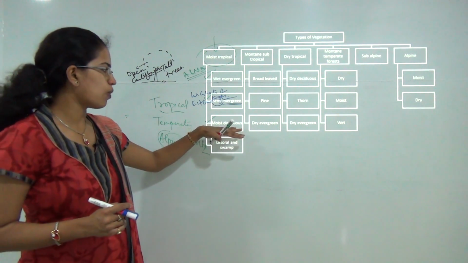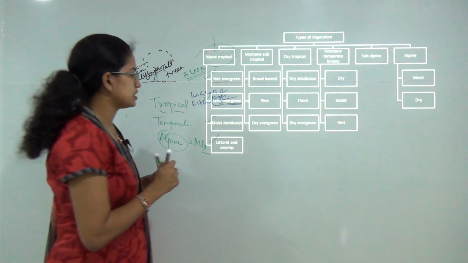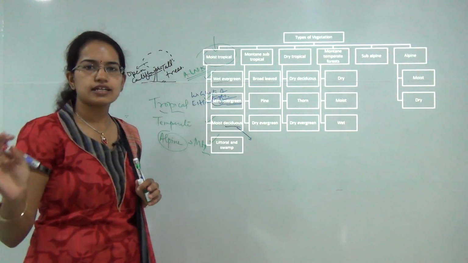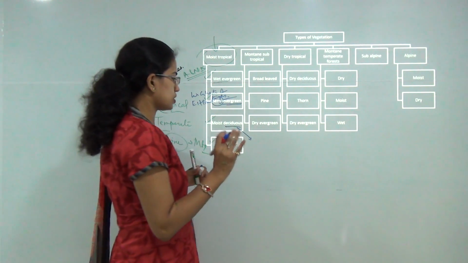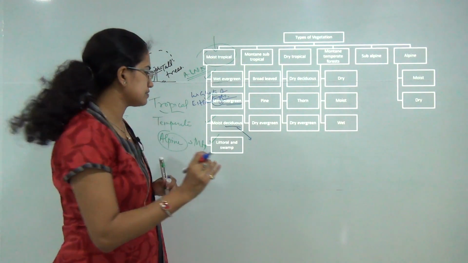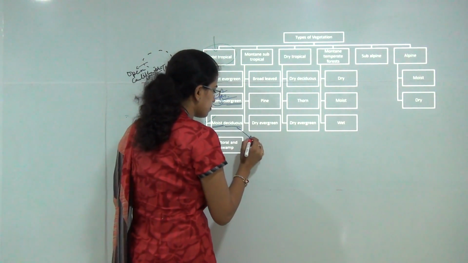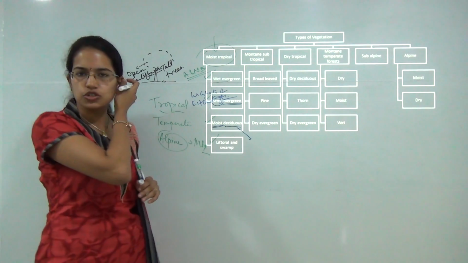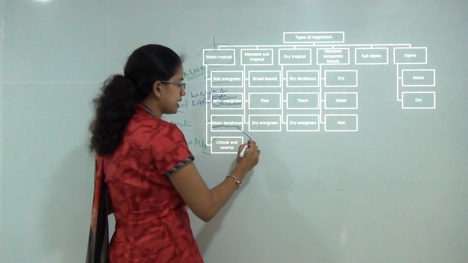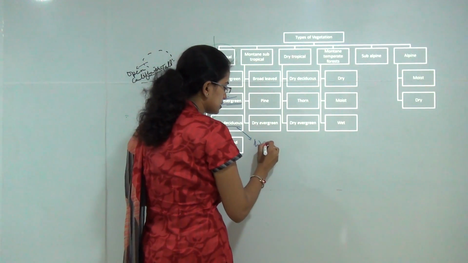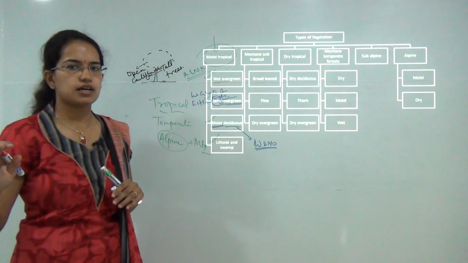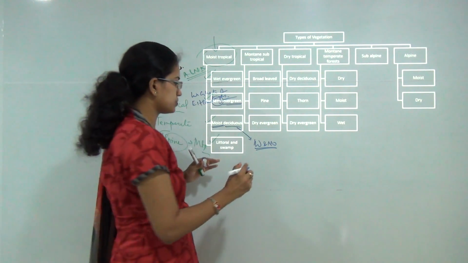The next is moist deciduous. Deciduous trees are trees that shed their leaves in a particular season. So in a particular season, all the trees of that region would shed their leaves. This is an example of moist deciduous under moist tropical. Moist deciduous is found all across India except the western parts and the northwestern parts of the country.